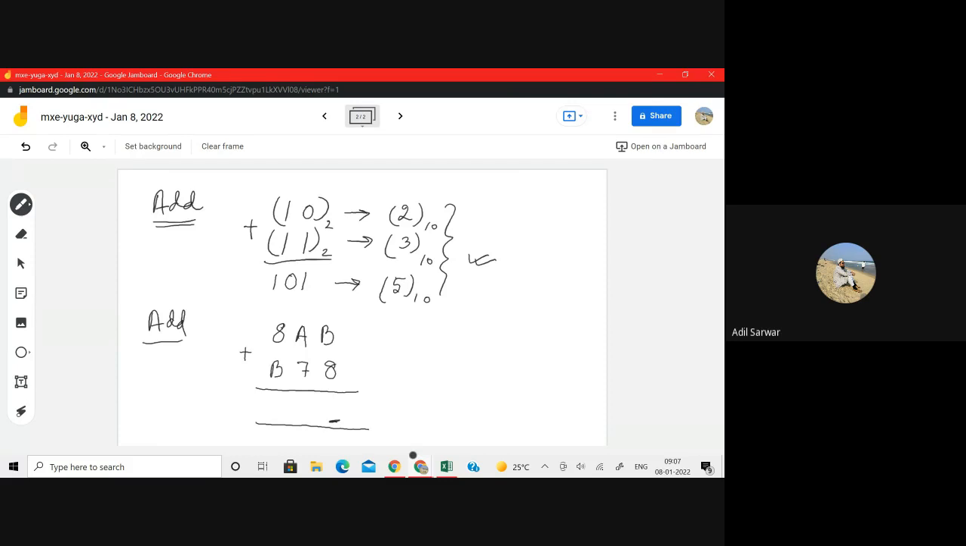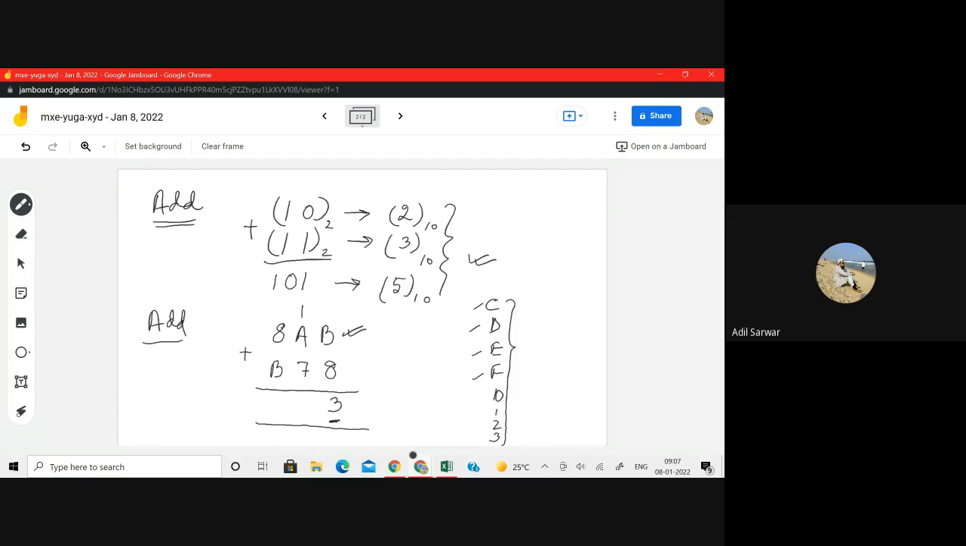Why is it 3? Because after B, I have to add 8 to it. So after B, I got C, D, E, F, and then 0, 1, 2, and 3. So in all, there are 1, 2, 3, 4, 5, 6, 7, and 8. So if I add 8 to B, I will reach this point, 1 3. So I write 3 here and 1 would be carried.